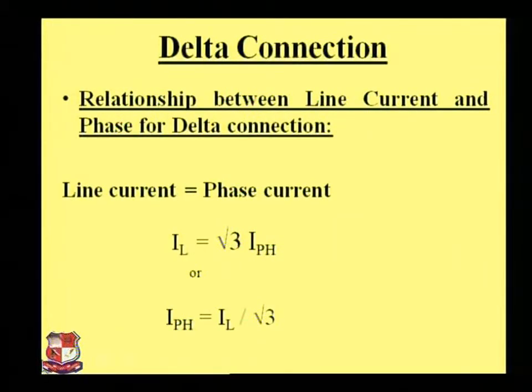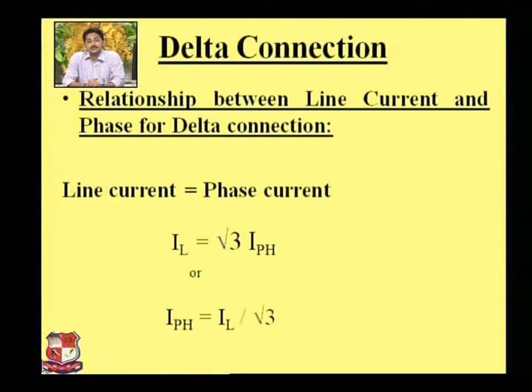The relationship between the line current and the phase current is like that, your line current is √3 times greater than your phase current, or you can write it like that, your phase current is √3 times lesser than your line current. So the equation is like that, IL equals √3 times IPH, or IPH equals IL by √3.